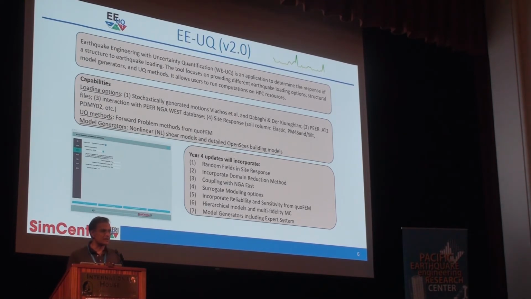Some interesting things that will be coming out in year 4 will be random fields for the site response tool. So if you want to have random fields for the properties, domain reduction that we heard from Roger will also be there. And we'll also add in the NGA-East database, so you can get those records if you're interested. Surrogate modeling again, especially if you want to do uncertainty quantification, is really going to be needed if you're doing large types of calculations. So those are a few of the things that will be coming out in year 4 here.